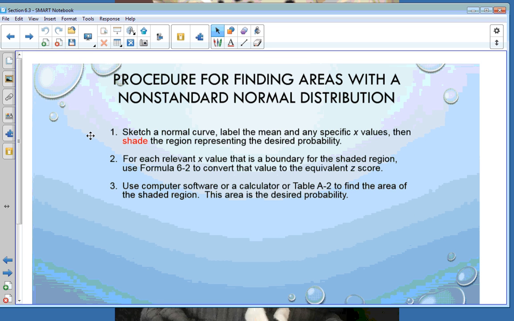So our procedure: we're still going to sketch that normal curve. We label the mean and any other x values. Then we shade the region representing the desired probability. For each relevant x, we find the boundary of the shaded region and convert those x values to z-scores using that formula. Then we find the area just like we did in the previous section. We can use the table or the calculator.